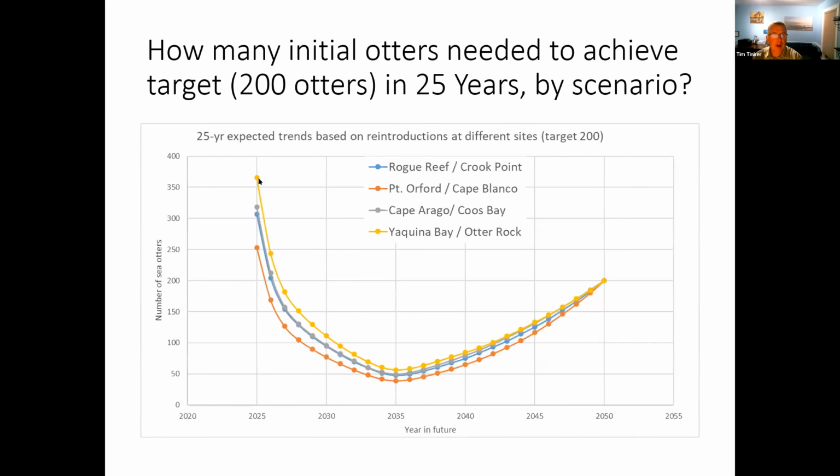And this is showing you how many initial otters would be needed to achieve your target of 200 otters in 25 years for the different scenarios. As you can see, those numbers differ depending on the scenario. The Port Orford release site requires the fewest initial release animals to achieve 200 animals after 25 years.